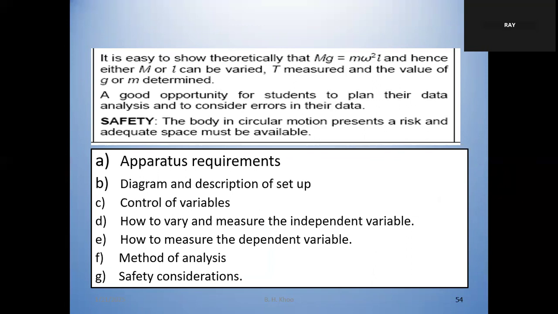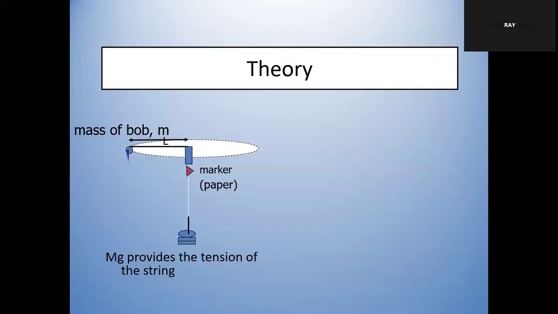First, the apparatus requirement, the diagram and description of the setup, the control variables, how to vary and measure the independent variable, how to measure the dependent variable, the analysis, and safety considerations. Usually they'll give you a formula. They won't ask you to derive it. But let's roughly go through how to derive the formula.